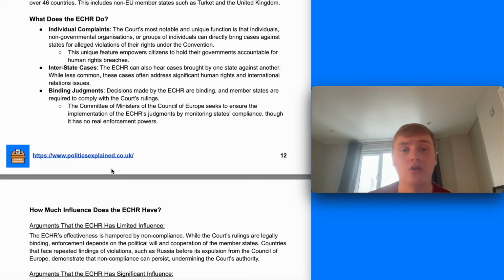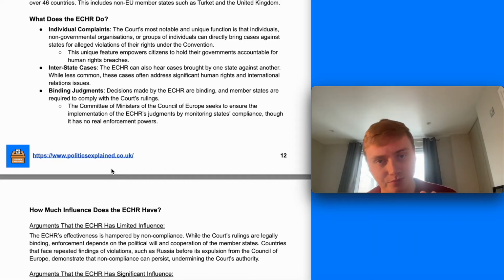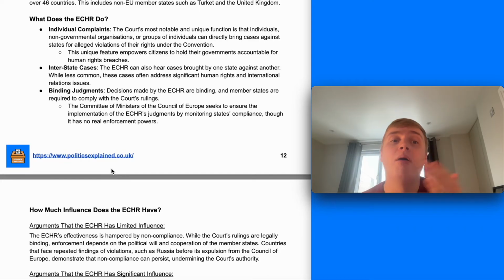Crucially, the court's most notable and unique function is that individuals can bring cases directly to the ECHR for alleged violations by states under the Convention. And this empowers citizens to hold their governments accountable for human rights breaches, and that really differentiates it, for example, from the ICJ, where only states can bring cases against states. Here, individuals or groups of individuals can bring cases against states for human rights abuses against them. You can also hear cases brought by one state against another, but this is less common.